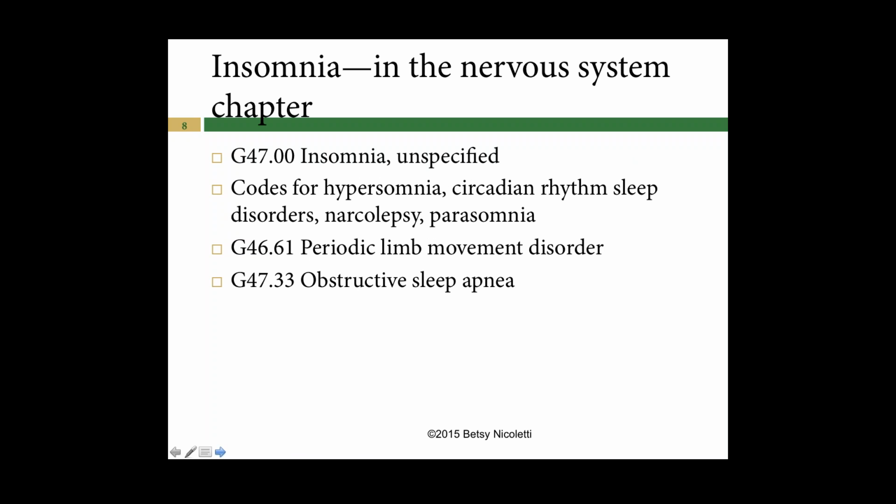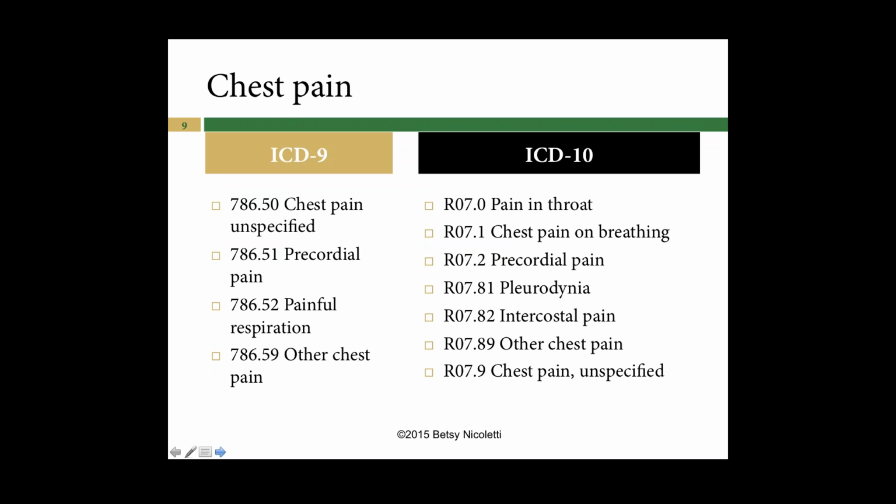Just like in our current coding system, some conditions are found in the signs and symptoms chapter, the R chapter, and some are found in the organ system chapter that they belong with. Insomnia, we did have a code in ICD-9 for insomnia, unspecified. That now is moved to the nervous system, G47.00, insomnia, unspecified. And if I look at this G47 group, I see I have codes for hypersomnia, circadian rhythm sleep disorders, narcolepsy, periodic limb movement, and of course the one that we see frequently, obstructive sleep apnea.